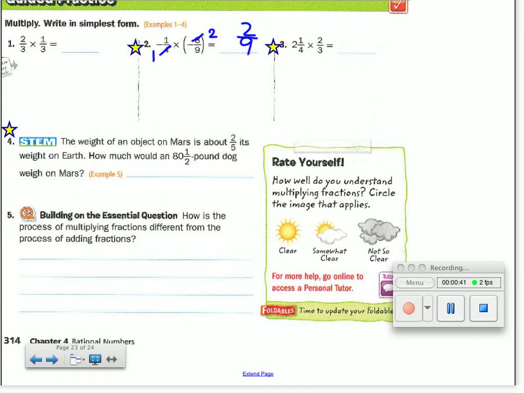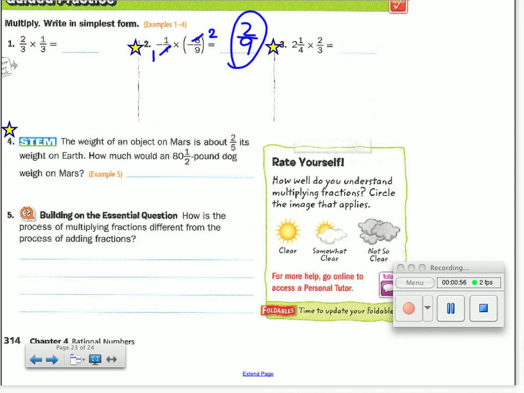Then we need to check our signs. We have a negative times a negative, which is going to equal what? What's negative times a negative? Yep. A positive. And then can I simplify any more? No. So my correct answer is 2/9.